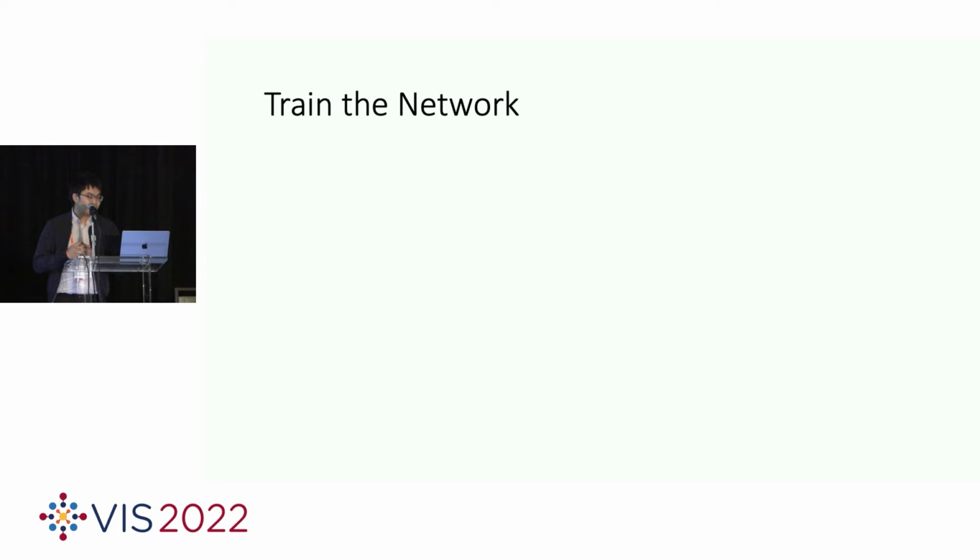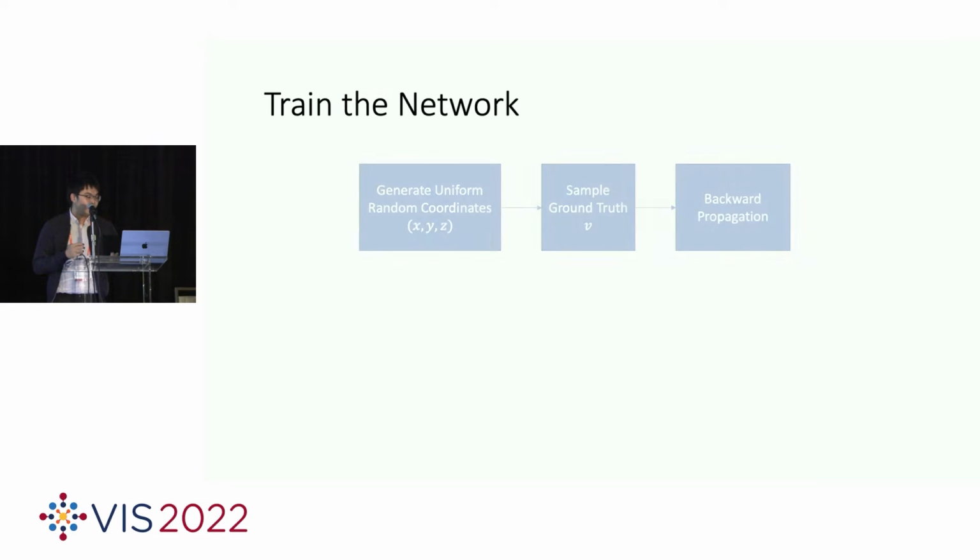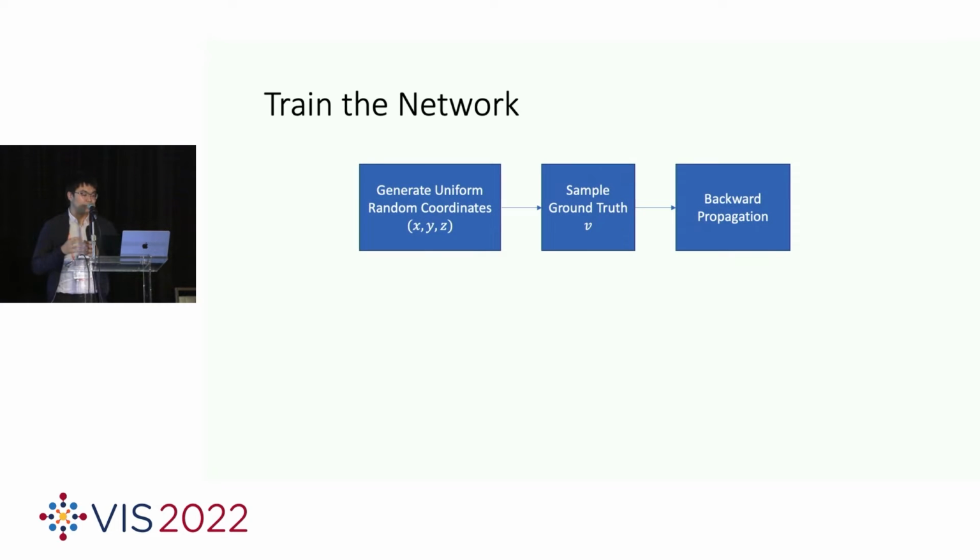To train a neural network for volumetric data, we need 3 steps. First, we need to generate coordinates randomly within the domain. And then we sample the randomly generated coordinates using the ground truth data, the ground truth volume. And finally, we use this coordinate and value pair to backward optimize the neural network. Repeating this step, we gradually get the result better and better.